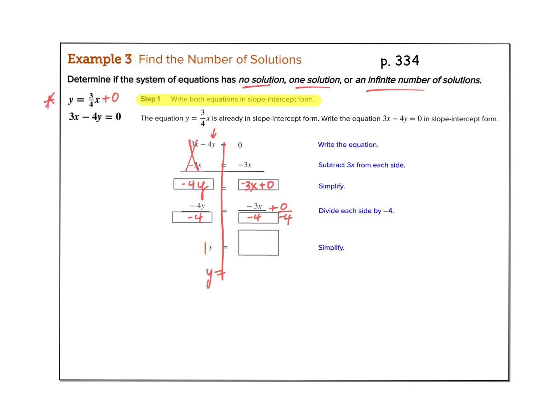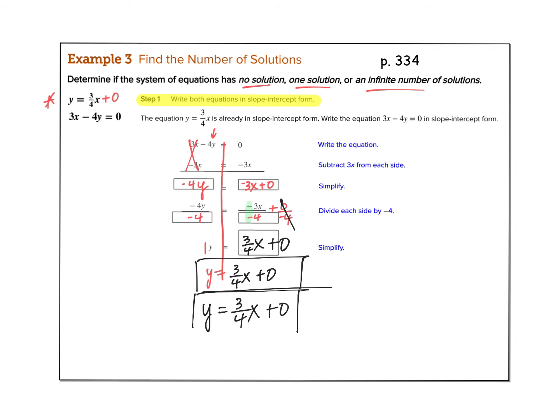Here, if I have a negative divided by a negative, that ends up being a positive 3/4 x. And then 0 divided by negative 4, that's just 0. So I end up with 3/4 x plus 0. All right, so that's my second equation. If you look at your first equation, you may notice it looks exactly the same. So it has the same slope and the same y-intercept.